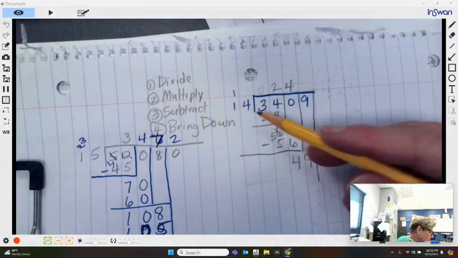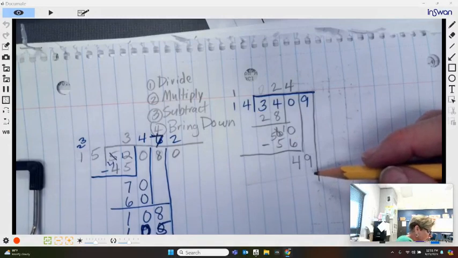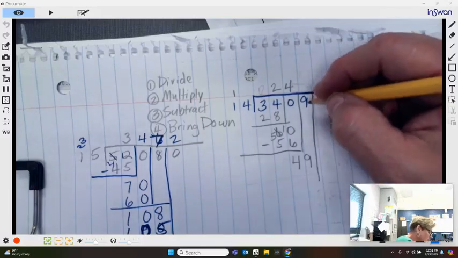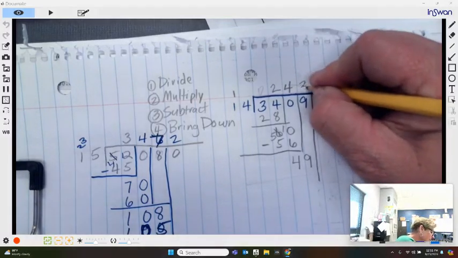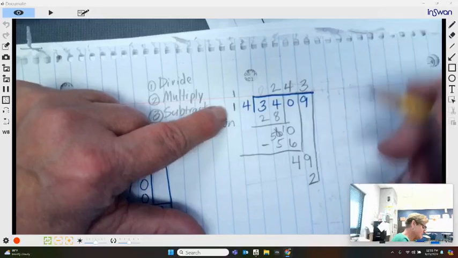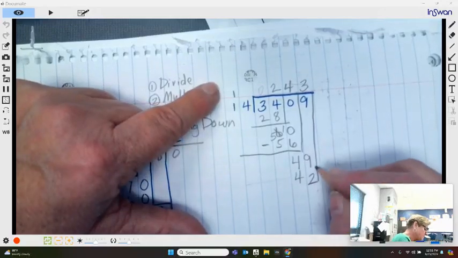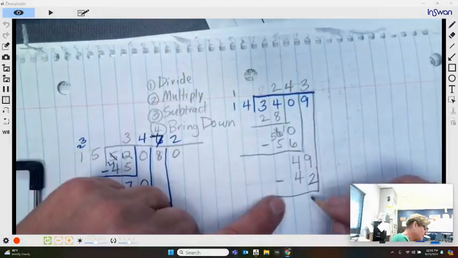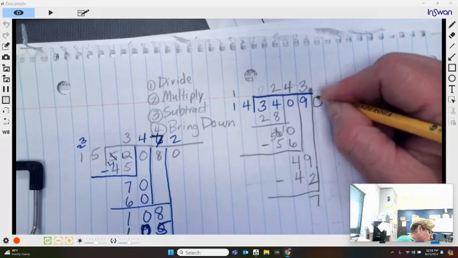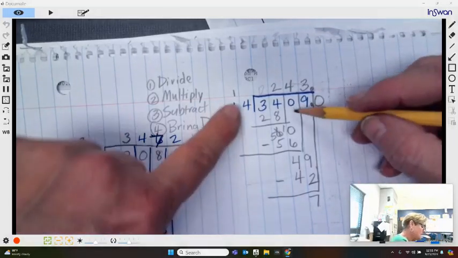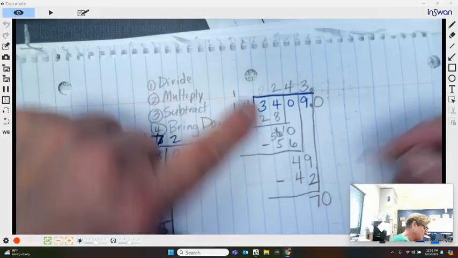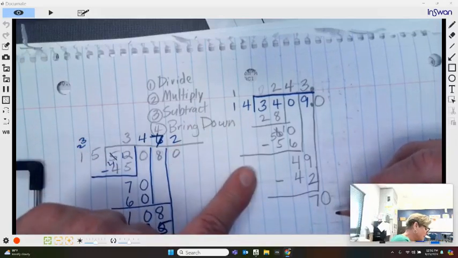Looking at this, I know that 2 times 14 is 28. 3 would be just over 40, so I'm going to say it goes 3 times. 3 times 4 is 12. Carry the 1. 3 times 1 is 3. Plus 1 is 4. Now when I subtract this, 9 minus 2 is 7. Now I'm going to start annexing zeros. So in my dividend, what I'm splitting, I'm going to add a decimal and a 0, and I'm going to bring it down.